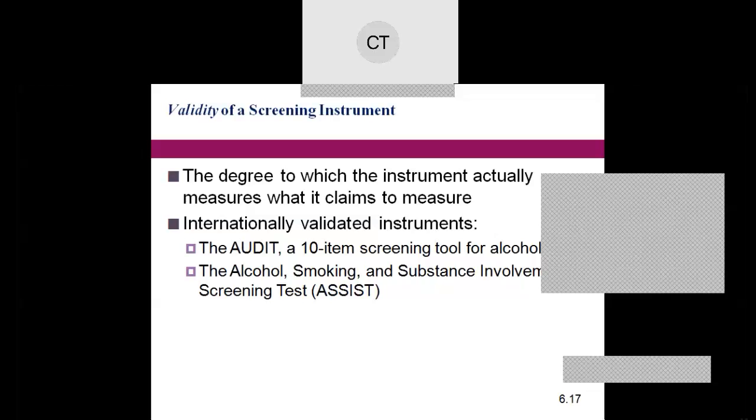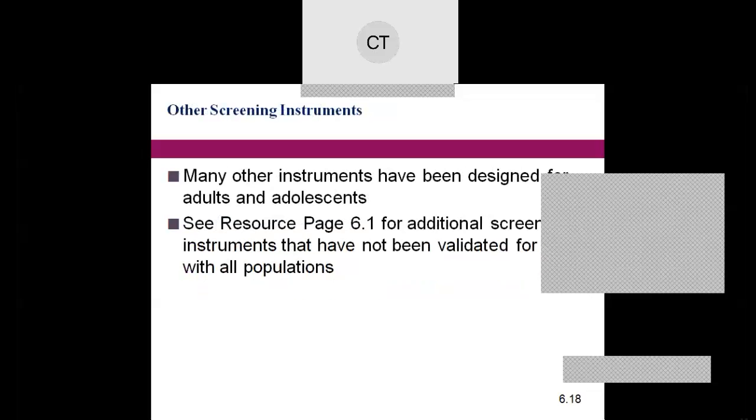Another tool is ASSIST. ASSIST will give information about smoking, alcohol, etc., whereas AUDIT is only for alcohol. ASSIST is used for adults, and ASSIST-Y is a separately prepared one for youth or adolescents. That's also a very simple one. We can use it. There are many other instruments, many other tools.